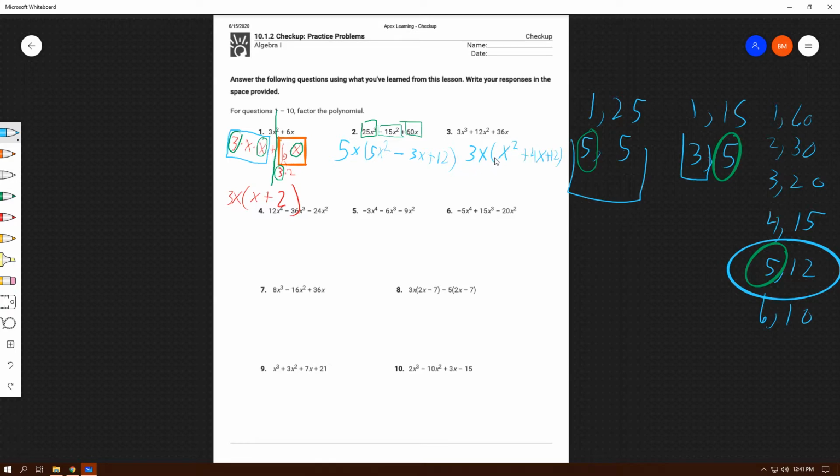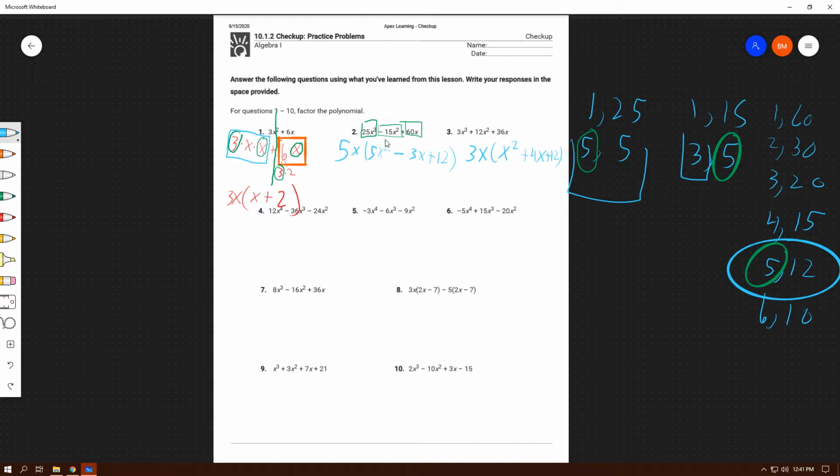So I took a 3x out. They had a 3, 12, and 36. The common factor between 3, 12, and 36 is 3. You may need to do a little bit longer ways to test it or look at a factor sheet. But I know that the greatest common factor between 3, 12, and 36 is going to be 3.